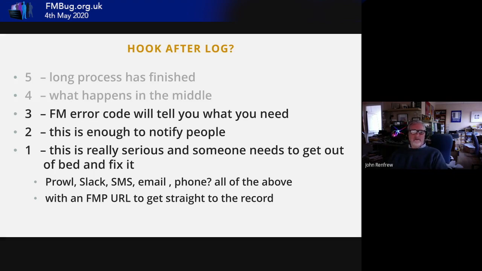After that, however, things start to get serious enough for us to consider, well, does somebody need to be notified that this has happened? And particularly, if you've caught, we'll call it a level 1 error, this is the kind of serious error that's a system failure. And frankly, if somebody's in bed and it's 2 o'clock in the morning, they need to get out. So it's not just about doing a log. What hook do we need after it? Some kind of messaging system. I use Prowl a lot. You might use Slack, SMS, email, or preferably all of the above. And obviously we can often send with that an FMPURL that gets straight into the record that's caused the problem. So at the very least, you can start to look at what's gone wrong.